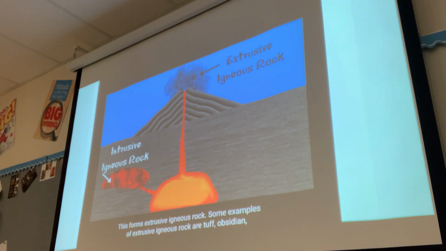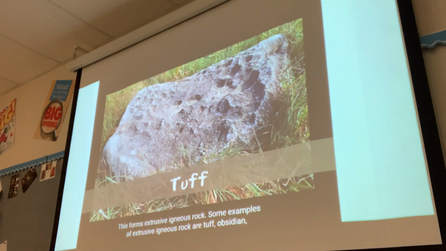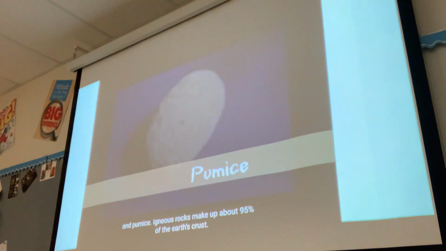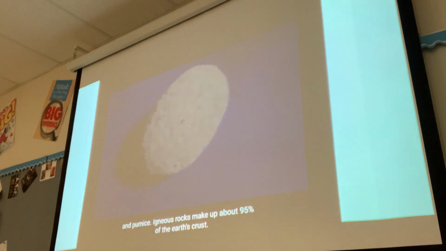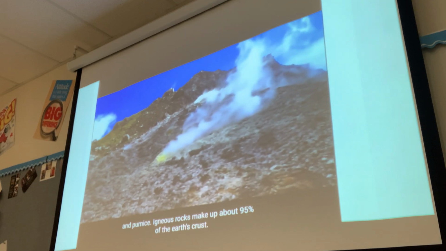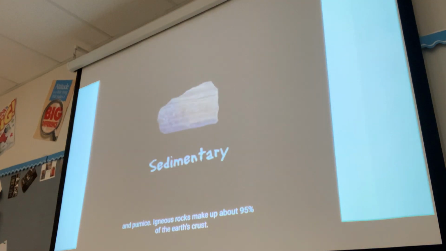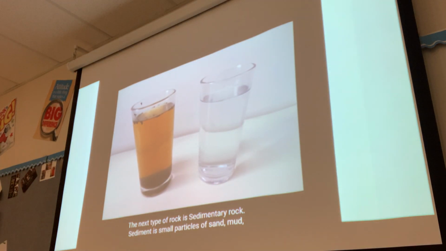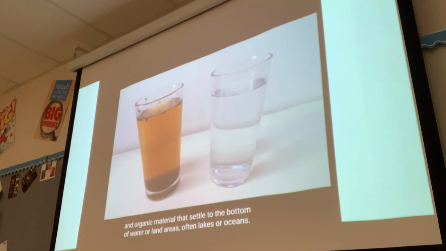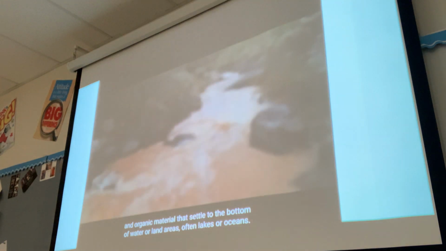Some examples of extrusive igneous rock are tuff, obsidian, and pumice. Igneous rocks make up about 95% of the Earth's crust. The next type of rock is sedimentary rock. Sediment is small particles of sand, mud, and organic material that settle to the bottom of water or land areas, often lakes or oceans.